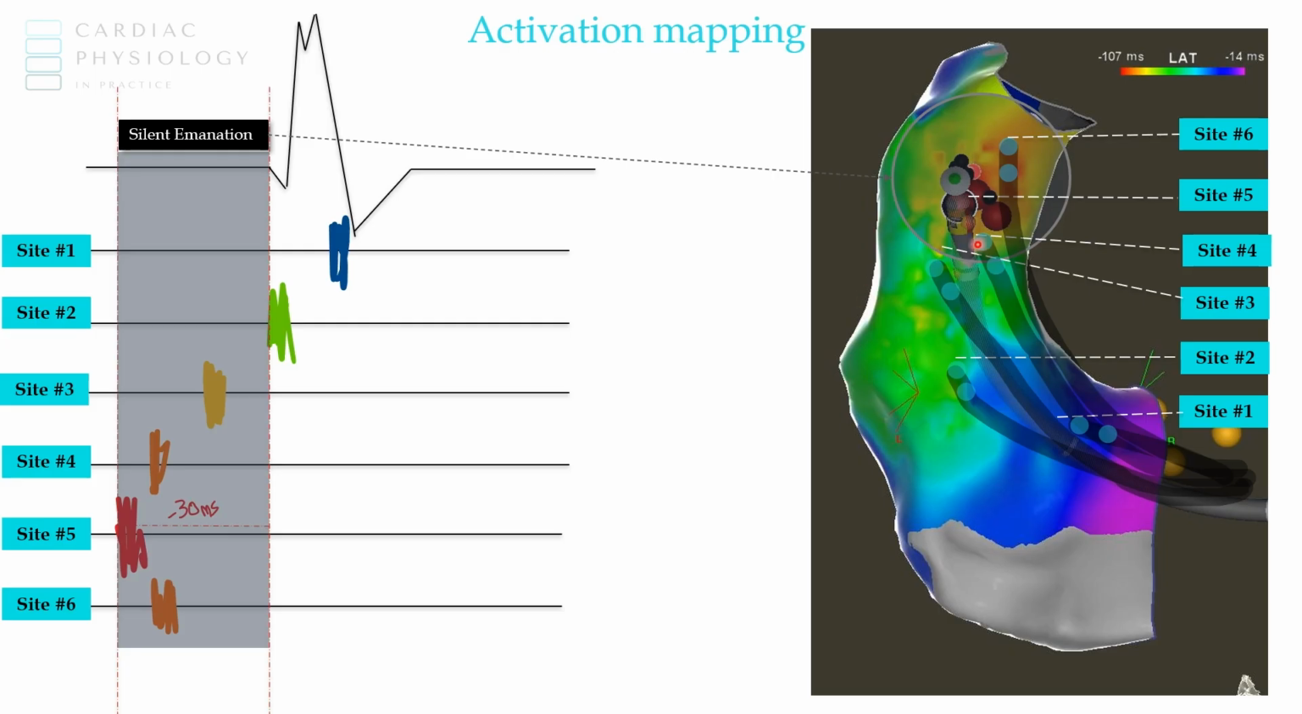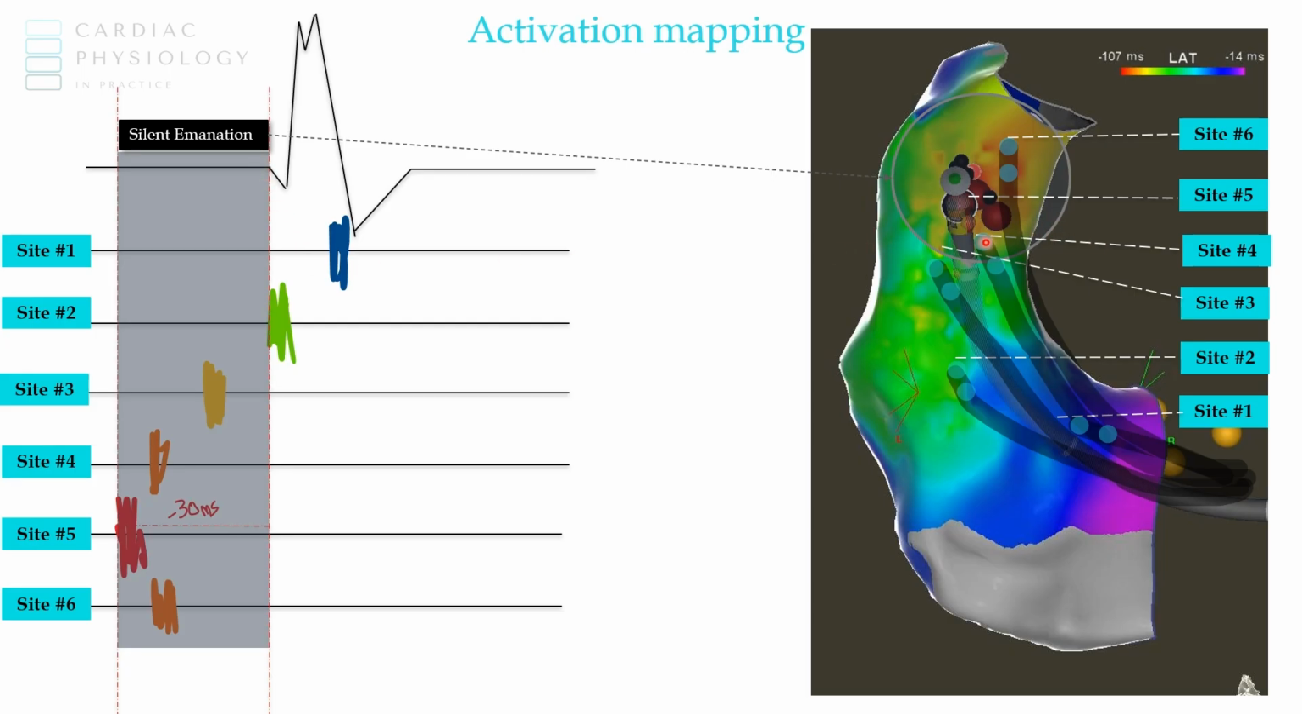So I do that, I put it to site 4, and in site 4 now we get an EGM that's even earlier relative to QRS onset. So now we're getting really excited. This might be the spot that is the earliest location relative to QRS onset. This might be the tachycardia origin.